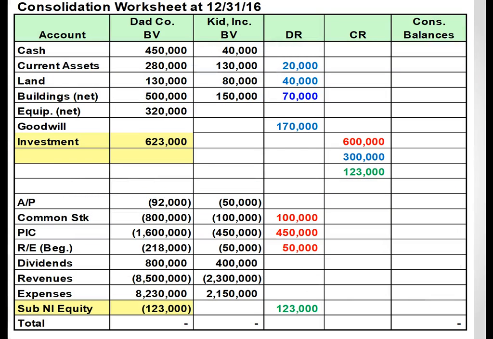So now in that investment in sub account, we have a balance of negative $400,000 based on the entries we've made so far. If we take the 600 plus the 300 plus the 123 and we subtract the 623, we're going to get 400,000. So that's how much more we have to eliminate.